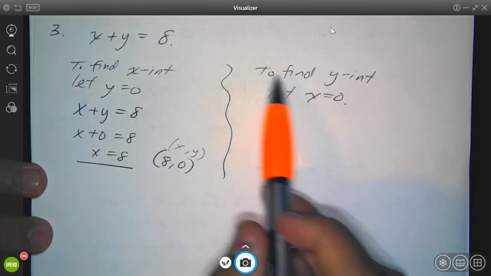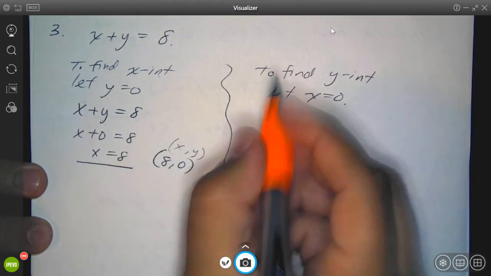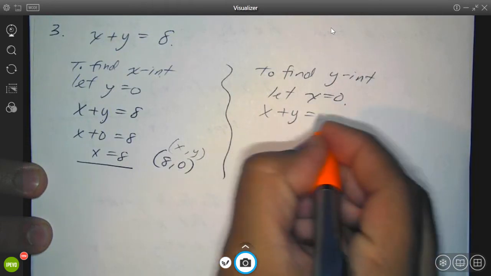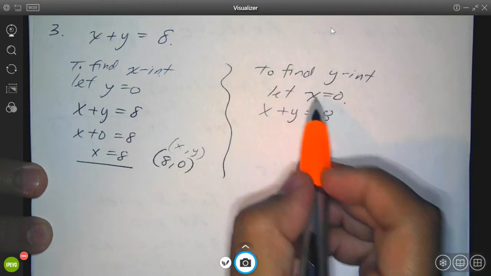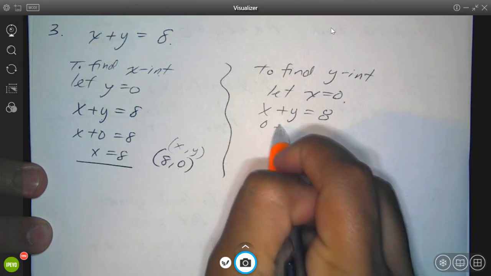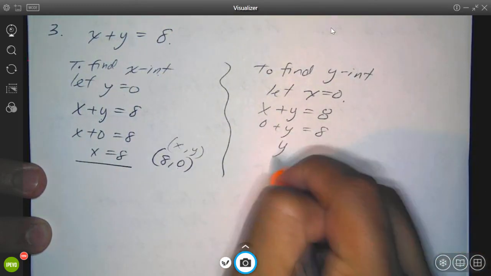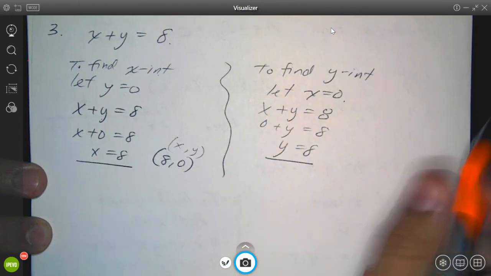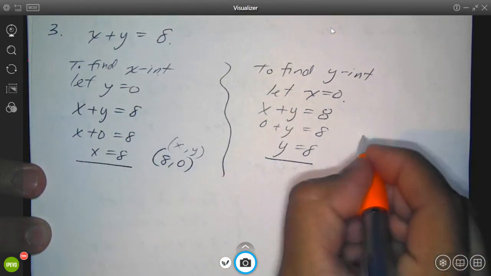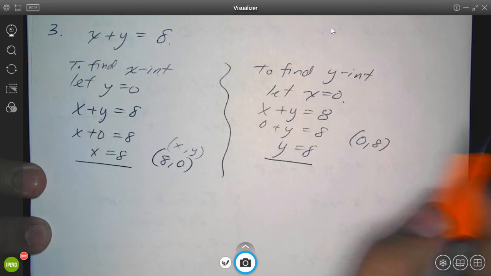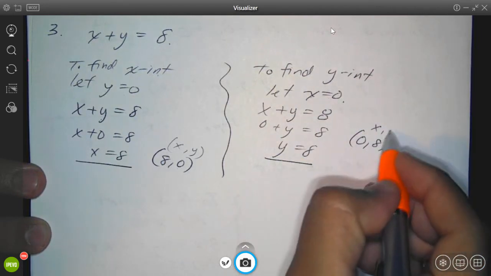Now let's look at the next one. To find the y-intercept, we let x equal 0. So again, we take our same problem. Now x was 0 this time, so I get 0 plus y is equal to 8. Well, 0 plus y is just y. Y is equal to 8. What is your coordinate point here? This one is 0, 8. Why? Because x was 0.